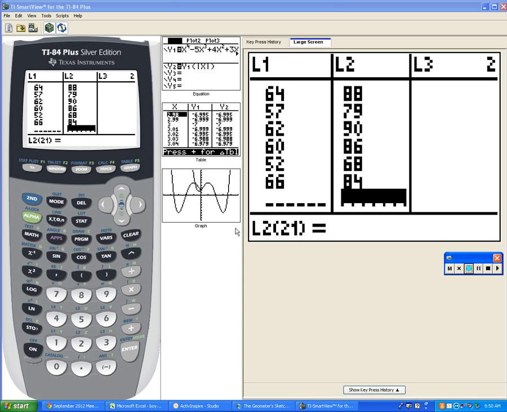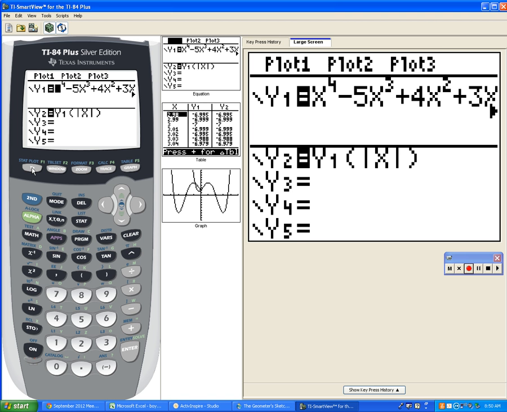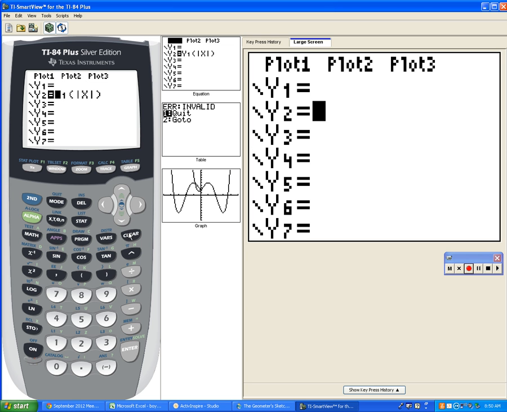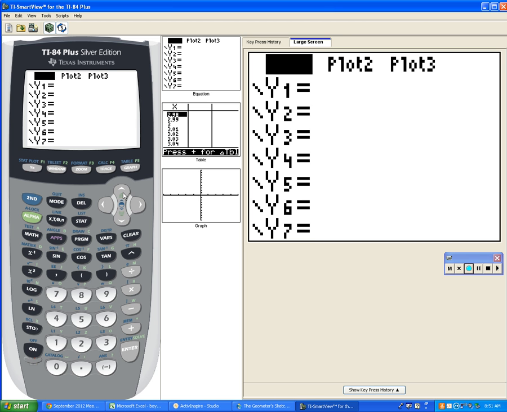Okay, so now we have this data entered in L1 and L2, and what we're going to do now is graph it. So hit y equals, and if you have anything in Y1 or Y2, then you need to clear that out because we're not graphing a function, we're graphing a scatter plot. So go up all the way to the top so that the cursor is blinking on top of Plot 1, and then hit enter. So now if you came back down, it should be highlighted, okay?